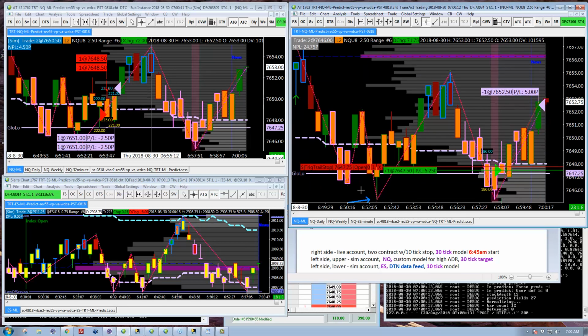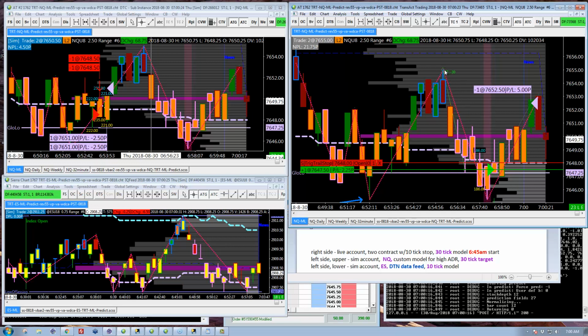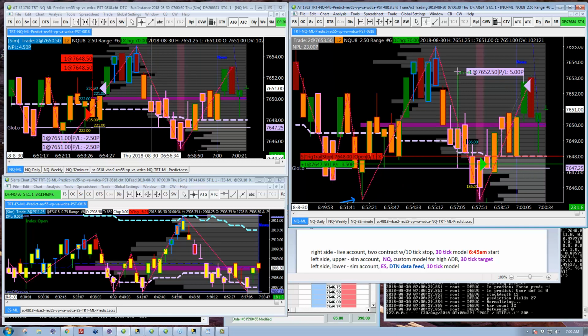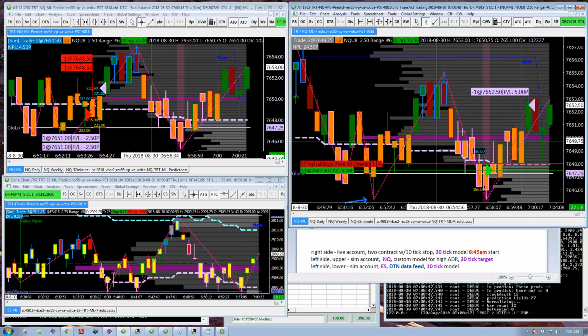Alright, there's first target. Now we're going to trail by 20. Are we far enough away to get an add on that break? Yeah, so if we break through up there, we would add, but I think it's gotten really frisky here. POC came down to where all this trading occurred.